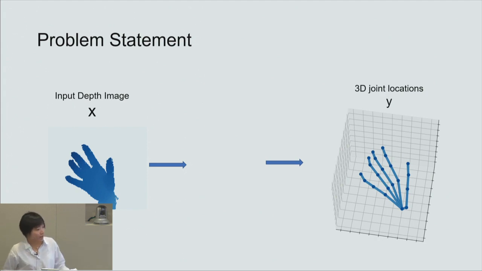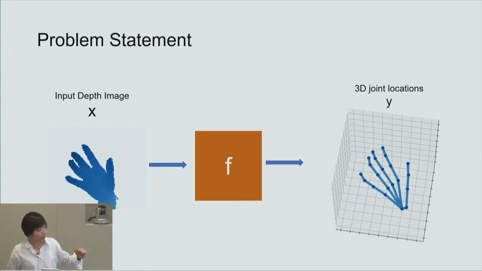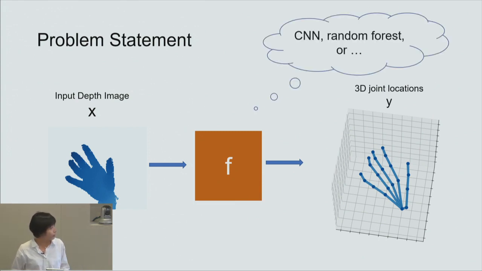Assume we have a data set that consists of pairs of images, input images and its label. What can we do if we want to make a prediction for a new unseen image, like estimating the joint locations for the new image? We can simply learn a mapping function f from x to y. For this function, we can choose CNN or random forest or other supervised learning methods. But will this mapping function learn a good mapping? If not, what are the challenges?